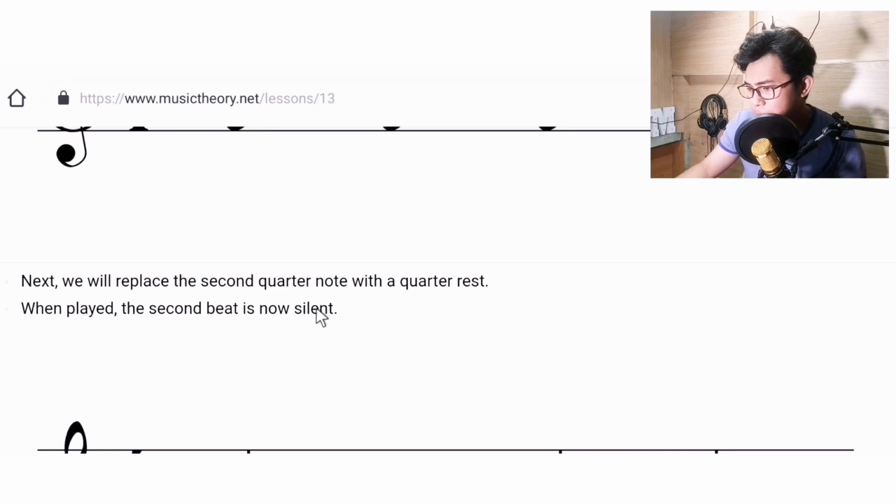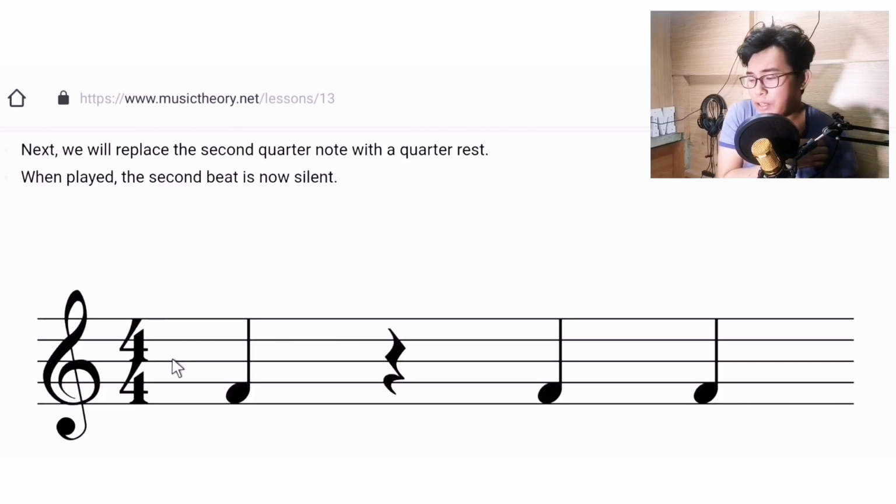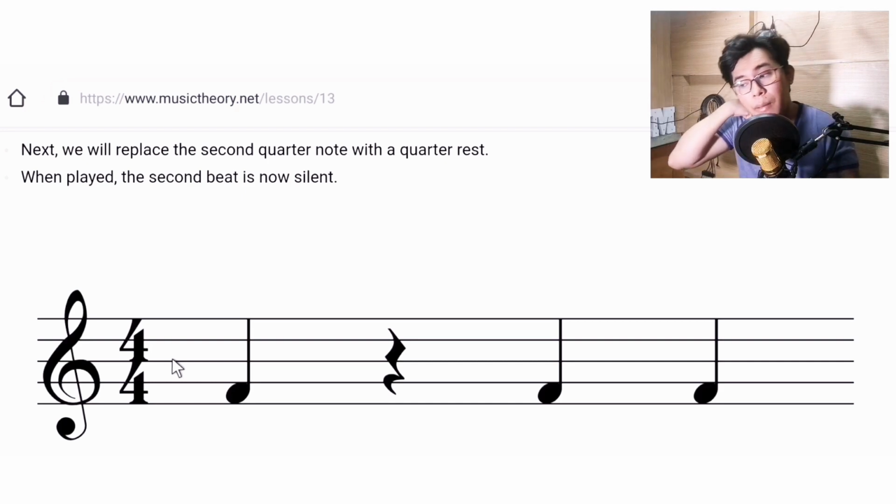Next, we will replace the second quarter note with a quarter rest. When played, the second beat is now silent. Now, I want you guys to count with me habang piniplay ko tong part na to. So, the way we count sa music is moderate lang. Wag masyado mabilis, wag masyado mabagal.